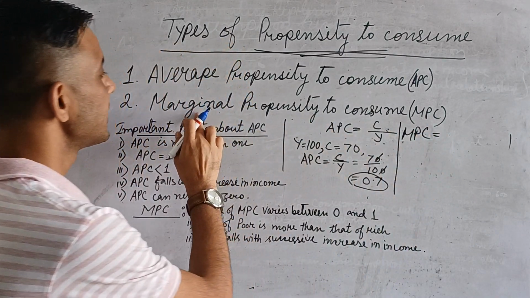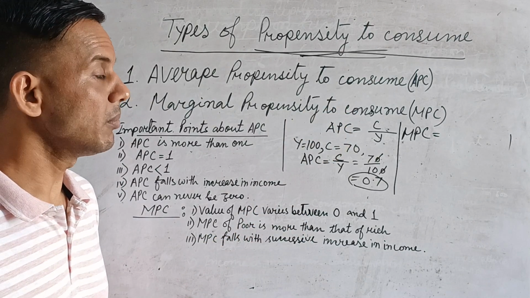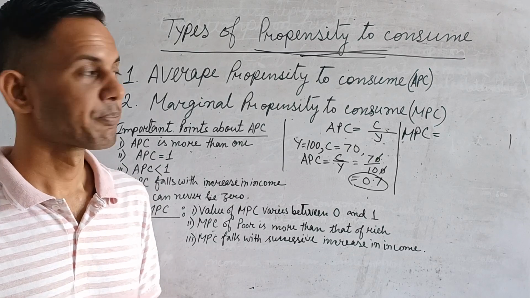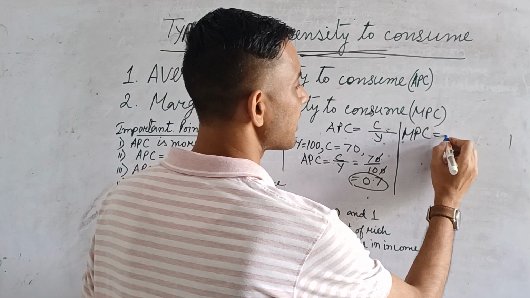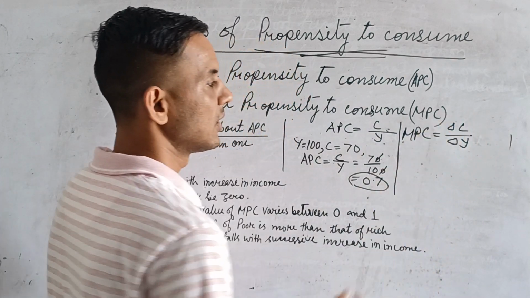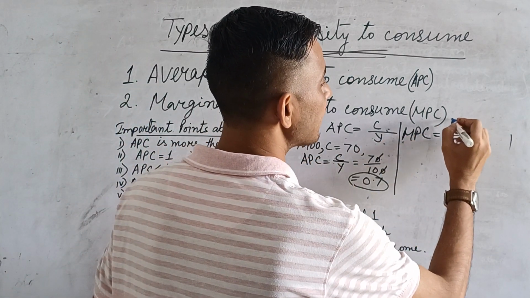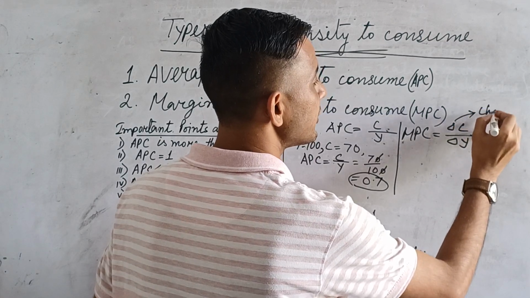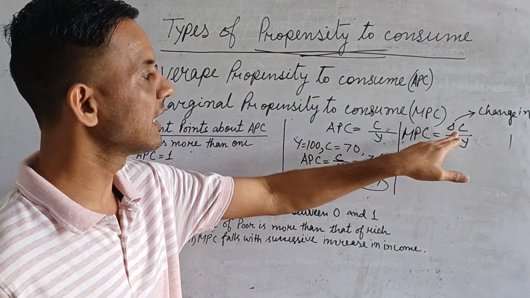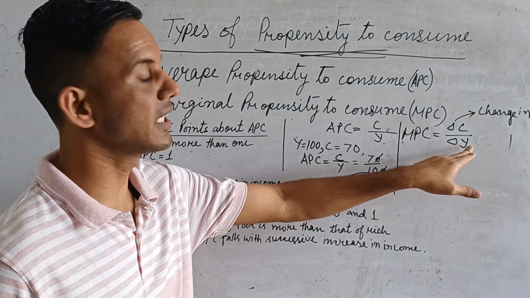MPC, marginal propensity to consume. What is the marginal propensity to consume? It is the additional consumption out of additional income. First I will write here the formula: delta C divided by delta Y. What is the meaning of this delta? Delta means change in. So delta C means change in consumption, and here delta Y is change in income.